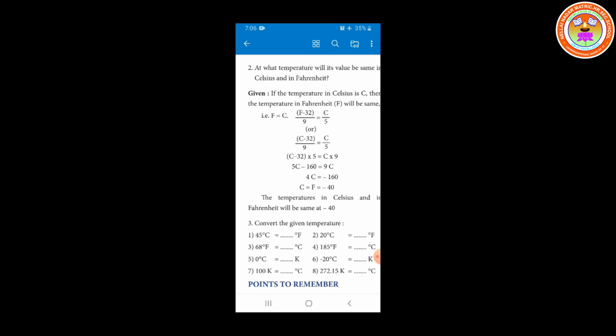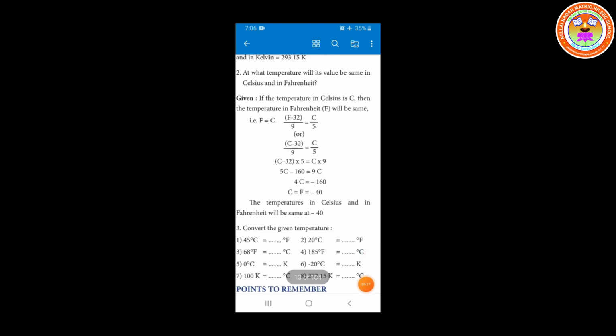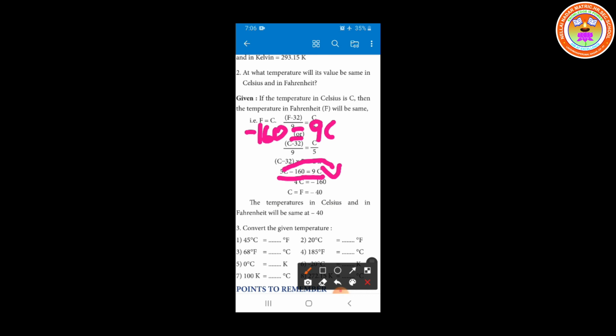It's simple, students. Consider this equation. 5C, how do we bring it after the equal? Minus 160 is already there before the equal, let it be, which is equal to 9C. When you bring 5C after the equal, it becomes minus 5C. So when you simplify it, what will come? 4C comes, and here 160 is there.